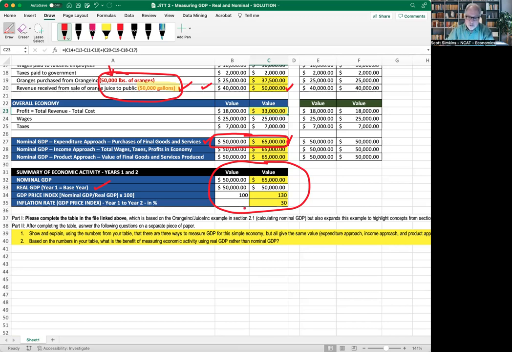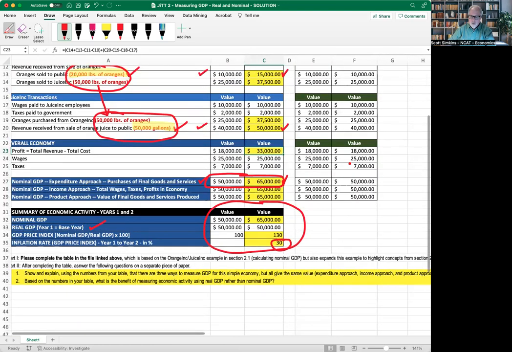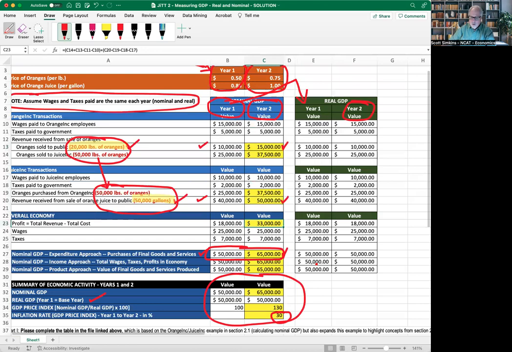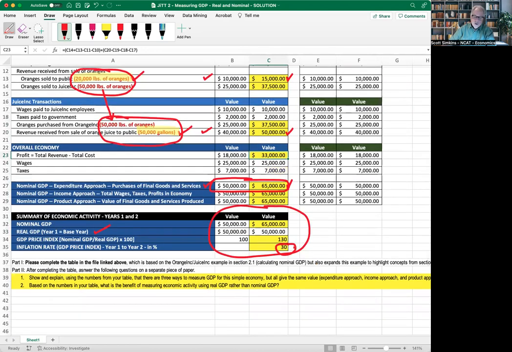So how do we measure percent change? The latest minus the previous: 130 minus 100 is 30. Divided by the previous, 30 over 100, and then times 100 is 30. So overall in the economy, the inflation rate was 30% based on the GDP price index. Even though the price of oranges went up by 50% and the price of orange juice went up by 25%, overall the average price and the average inflation rate in the economy was 30%.